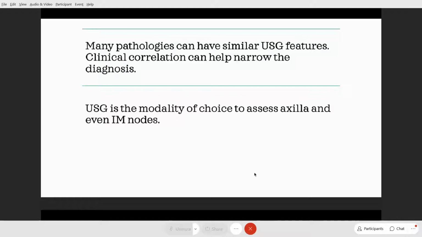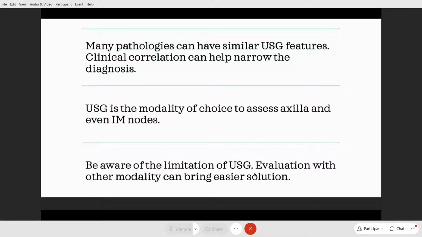Ultrasound is the modality of choice to assess the axilla and also the internal mammary lymph nodes. Always be aware of the limitations of ultrasound. Sometimes a single view mammogram can give an easier solution rather than doing a biopsy on a patient.